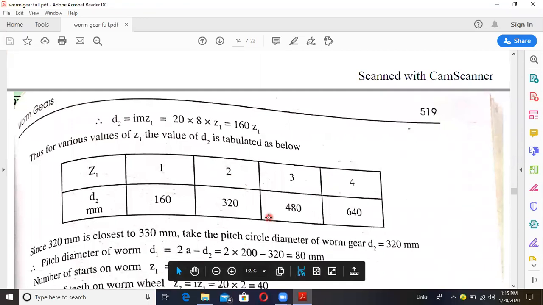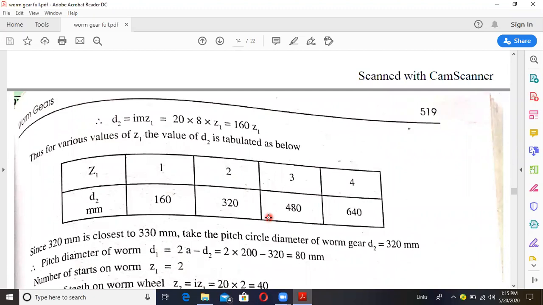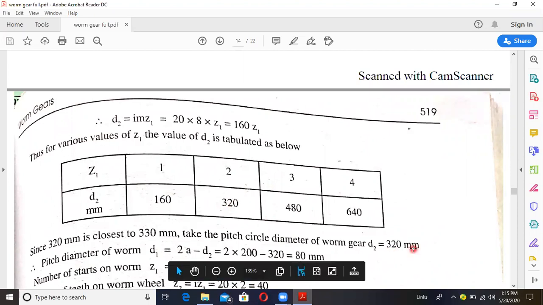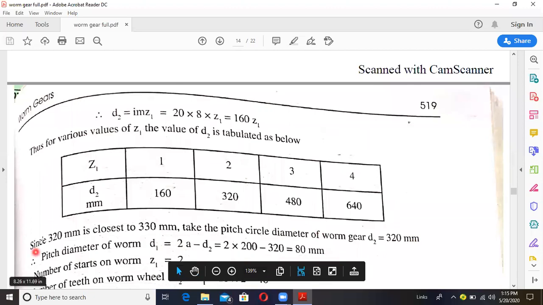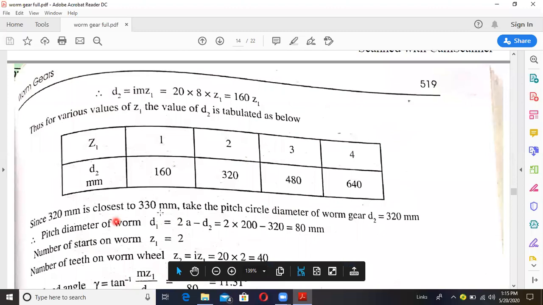Anyone? Sir, 160, 320. The nearer value to 330 is 320, right? Yes, sir. Therefore, D2 is equal to 320 mm. Since 320 is closest to 330, therefore taking the pitch circle diameter of the worm gear, D2 is equal to 320 mm.